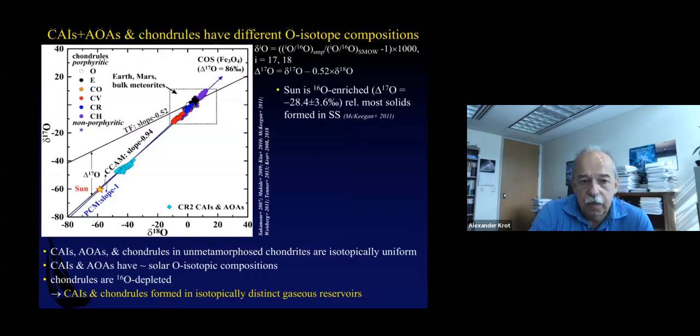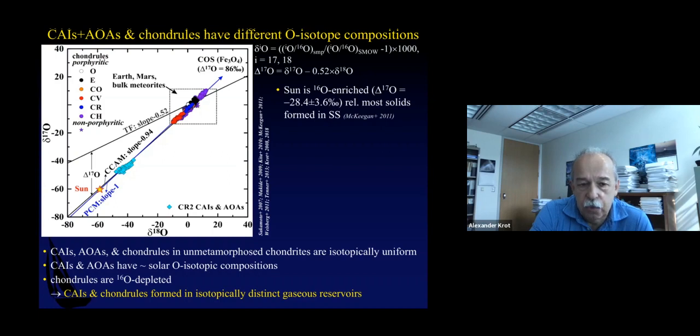So this is a 3-oxygen isotope plot. Along the y-axis, I plotted the ratio of O17 to O16 in the sample divided by the standard, minus 1, multiplied by 1,000. And along the x-axis, the same ratio only for O18. On this diagram, all terrestrial samples plot along a line with slope 0.5, which is called the terrestrial fractionation line. And almost all solids in the solar system plot near this value.